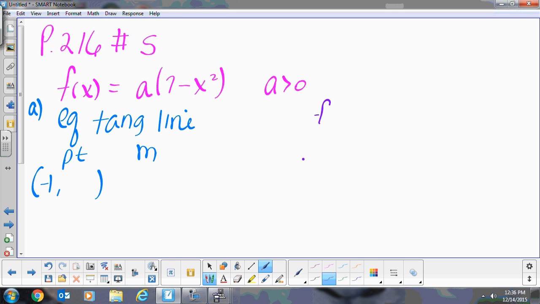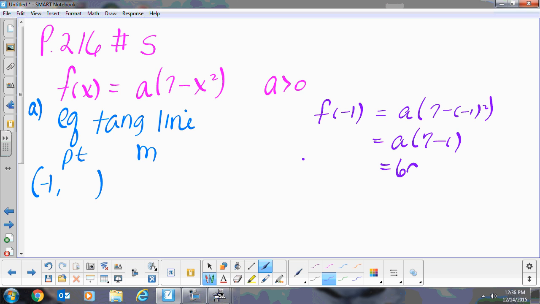We're going to say f of negative 1 is equal to a times 7 minus, now that negative 1 is being squared. If you put parentheses around it, you'll avoid making a careless mistake. You can't change this to addition. The exponent is 4. If you don't put parentheses around that, you're going to do plus plus, and it's going to mess it up. So that's going to be 7 minus 1, which is what? 6a. So that's your point, 1, 6a.